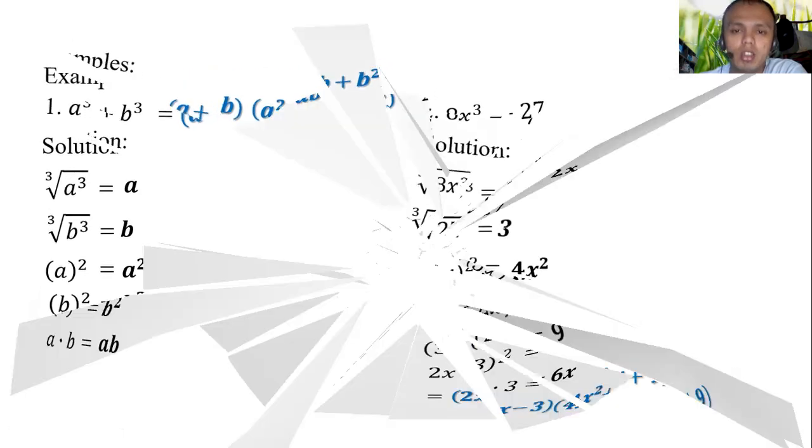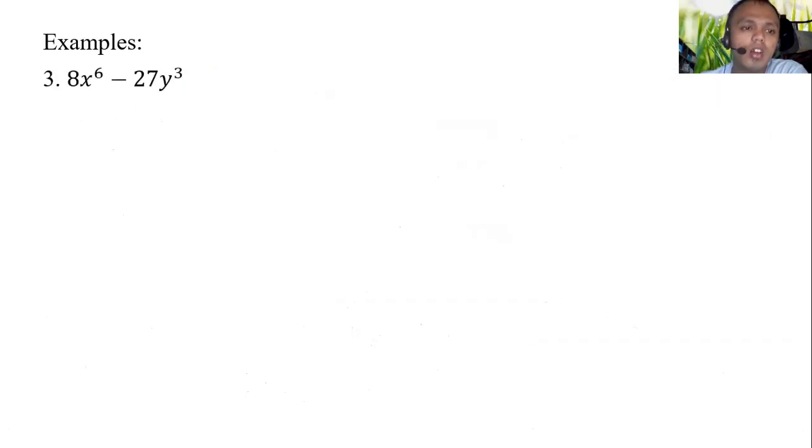Okay? Next. For 8x raised to 6 minus 27y cubed. Again here, get the cube root of 8x raised to 6. Now, for 8, automatic na. Just like we did in number 2, the cube root of 8 is 2.